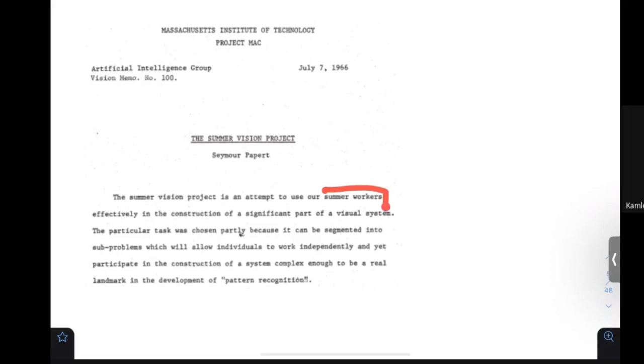The summer workers, who were students who applied over there, were trying to put in their effort, and they wanted to build systems that could do pattern recognition and all these things effectively.